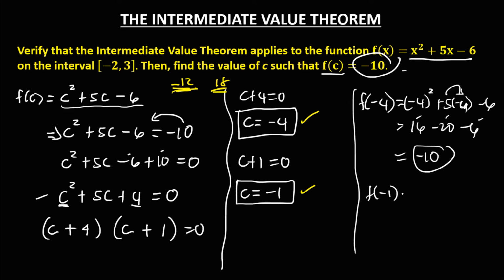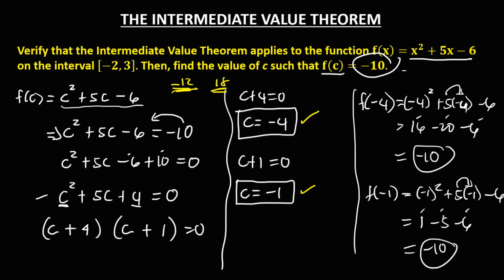Then the other one, if c is negative 1, we have negative 1 squared plus 5 times negative 1, then minus 6. So negative 1 squared is 1, 5 times negative 1 is negative 5, then negative 6. So 1 minus 5 is negative 4, and negative 4 minus 6 is negative 10. So f of c is negative 10 if c is equal to negative 1. So the values for c are negative 4 and negative 1.